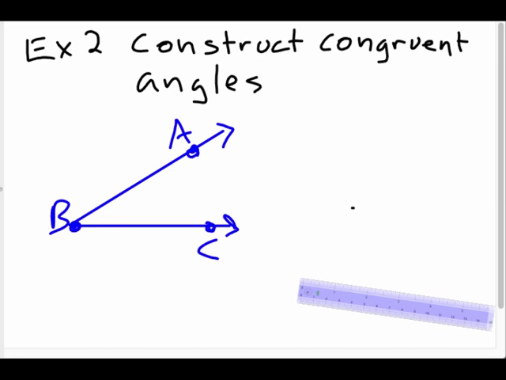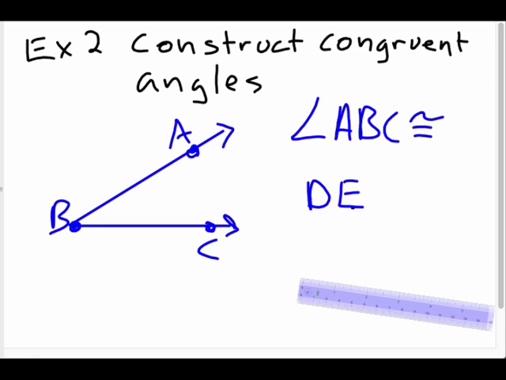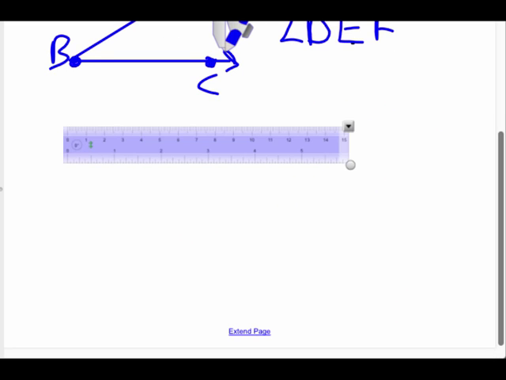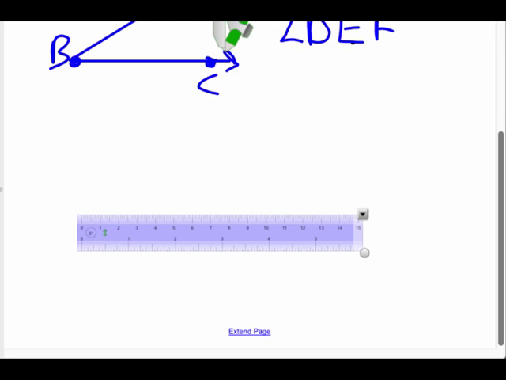And so we want to construct an angle that is congruent to ABC, and we'll just call it D, E, F. Okay? So now, the first step in this process is I'm going to draw a straight line. Okay?